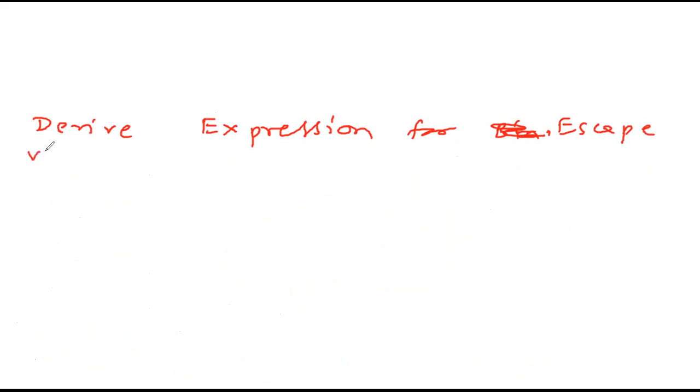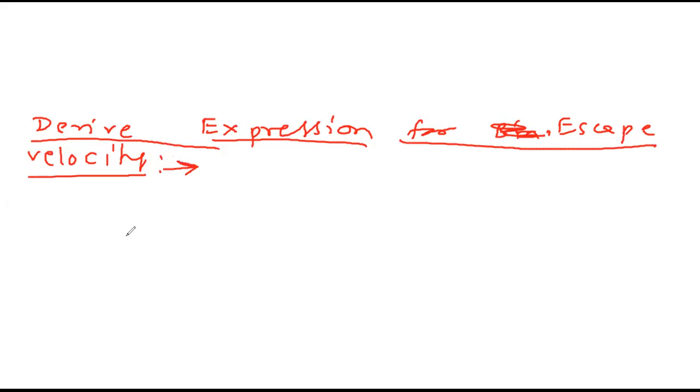Derive expression for escape velocity. Derive expression for escape velocity. So again, same history I am repeating. This is a satellite at rest on Earth's surface, whose mass is m, radius r.